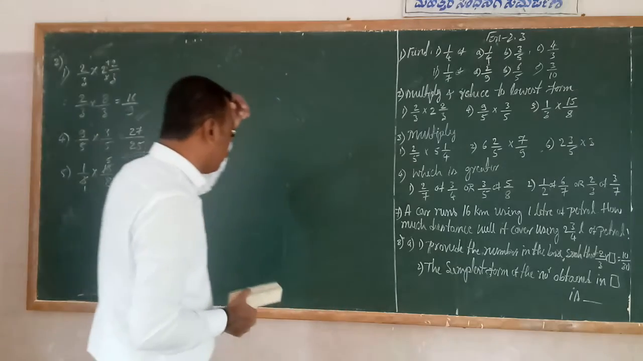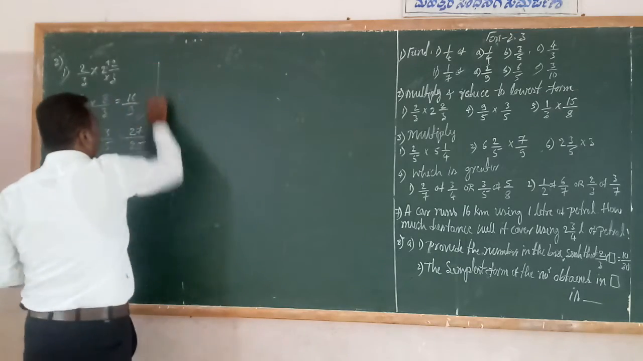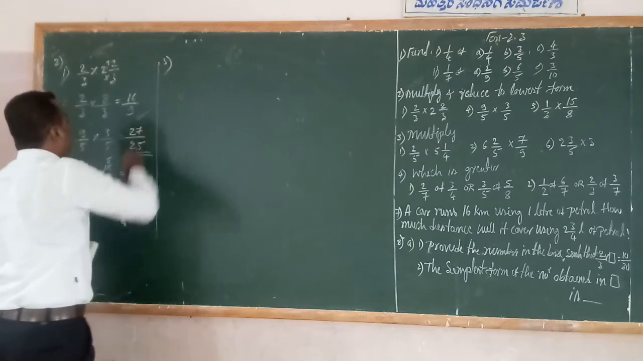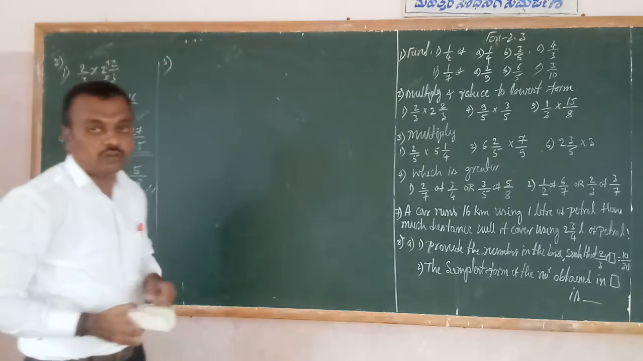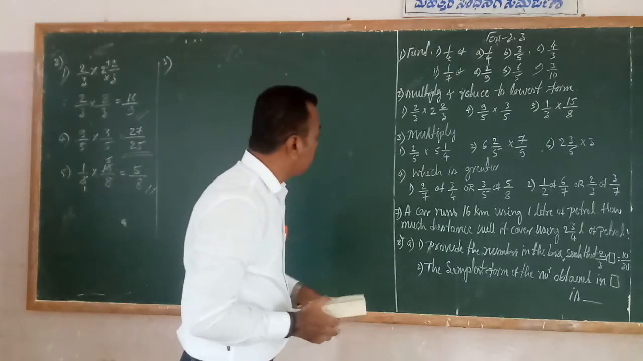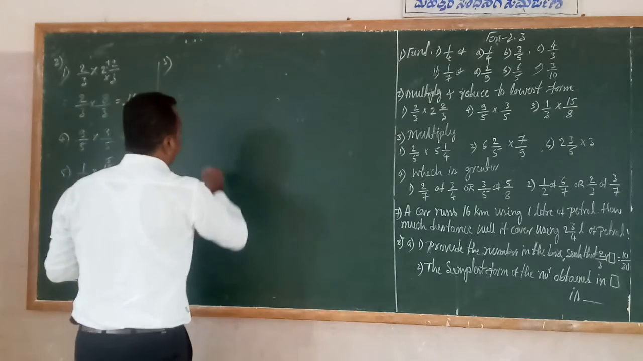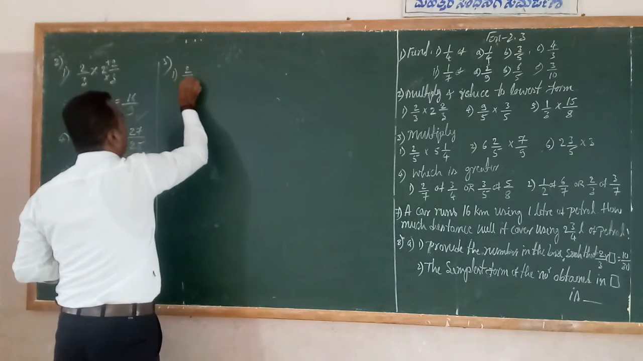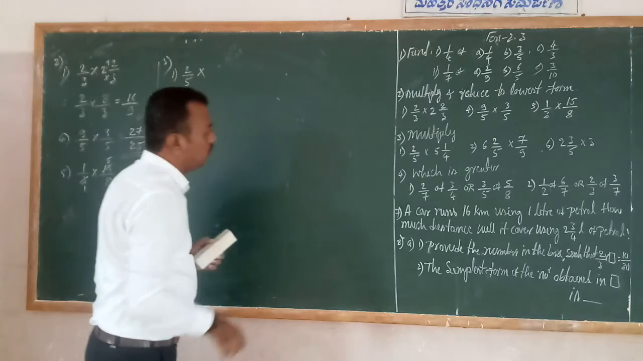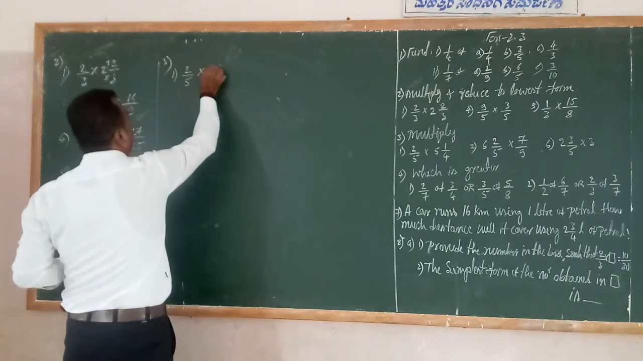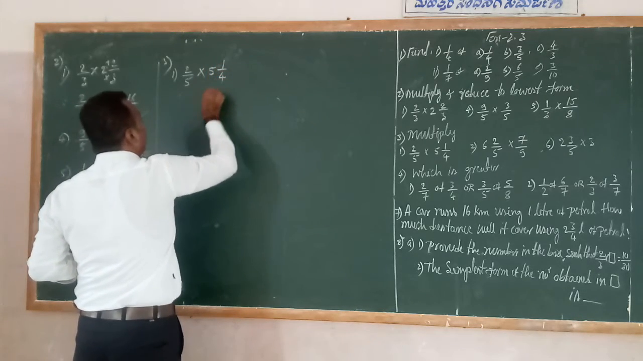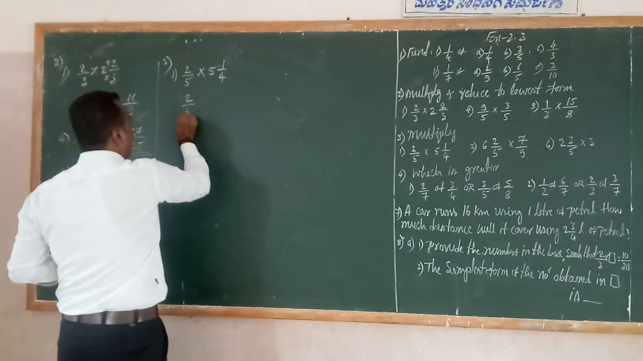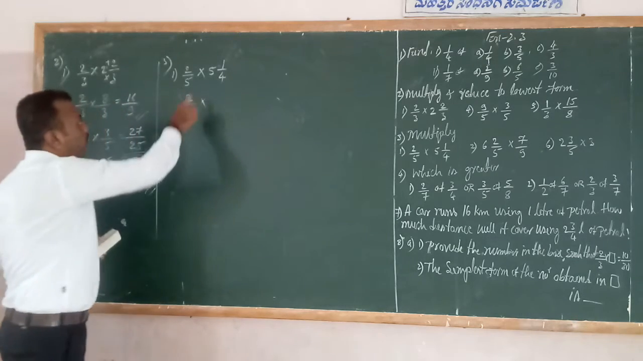Third one, I will go to question number three. The remaining questions in the second one we have to do at home. Okay. So question number three, first one: 2 by 5 multiplied by 5 1 by 4. See friends, 2 by 5 I will write as it is, into 5 1 by 4.